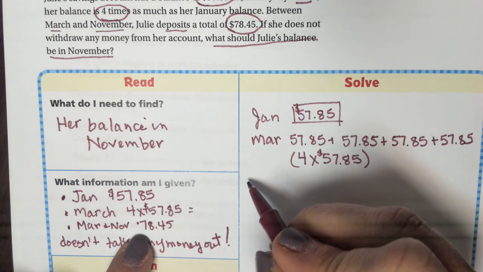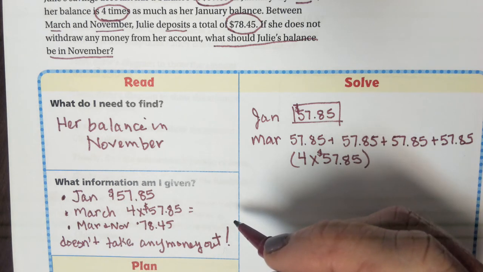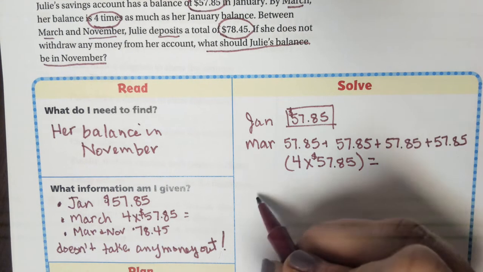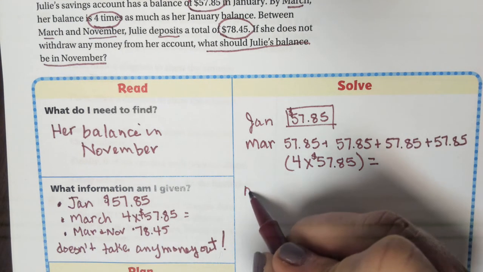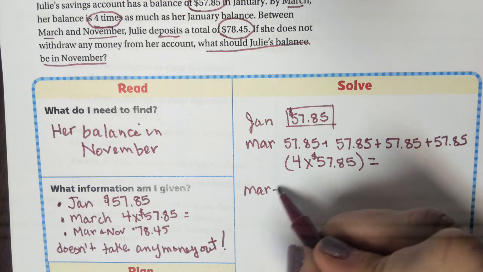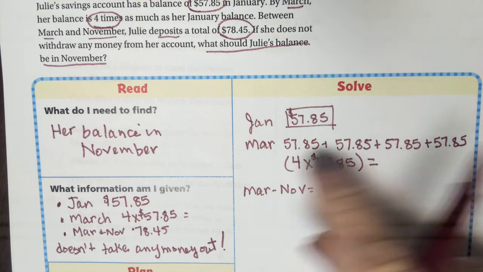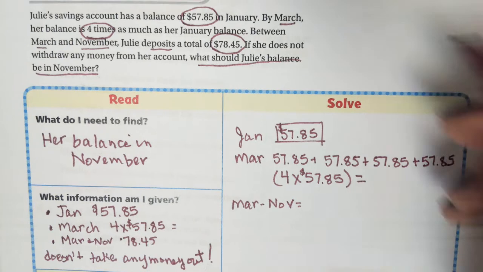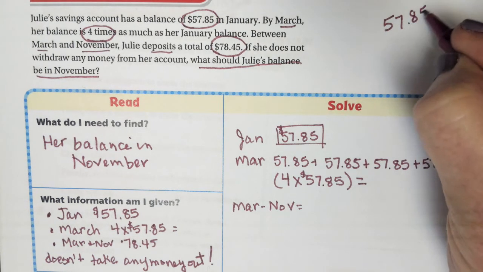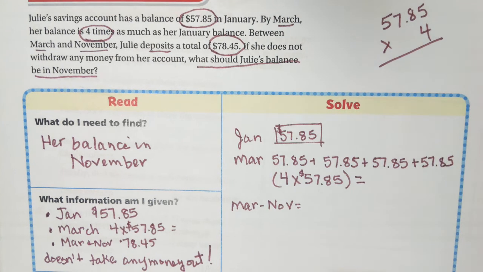Now, between March and November, it's going to say that she's going to have that much amount. So I've got to figure out this one. And then I'm going to add it to the March balance to get the November balance. Okay? So I think the first thing we need to do is find out what March is. So if you'll take $57.85 and multiply it times 4, give me a thumbs up when you got your answer.